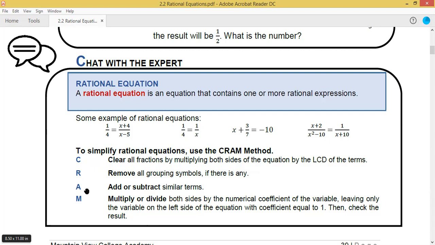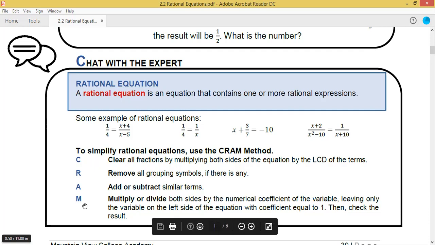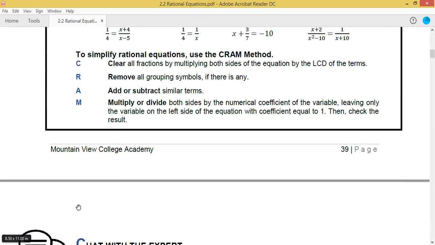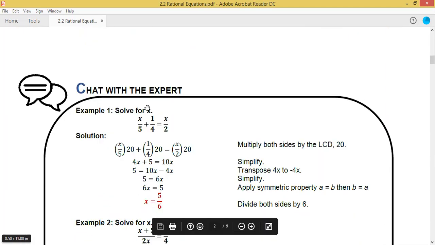A, add or subtract similar terms. For a polynomial, there are similar terms if they have the same variable with the same exponent, or we say if they have the same literal coefficients. M, multiply or divide both sides by the numerical coefficient of the variable, leaving only the variable on the left side of the equation with a coefficient equal to 1, and check the result. Actually, A and M is just asking you to solve for the value of the variable, which you have learned in grade 7 mathematics.